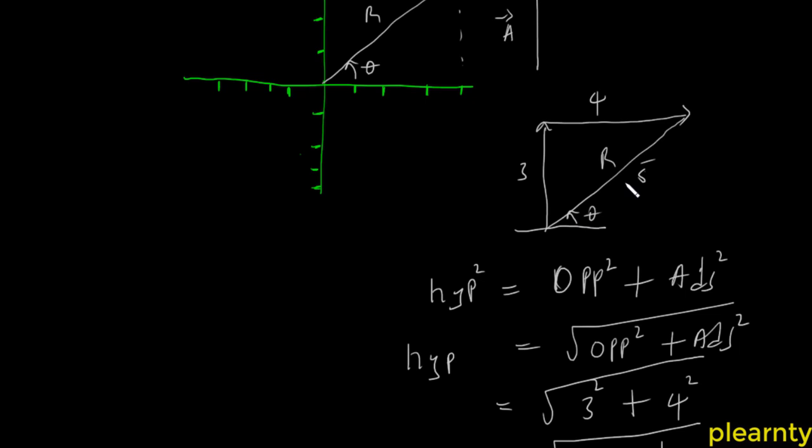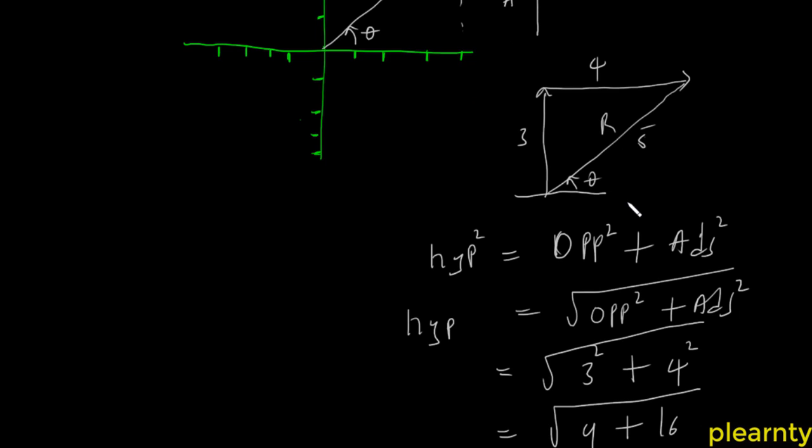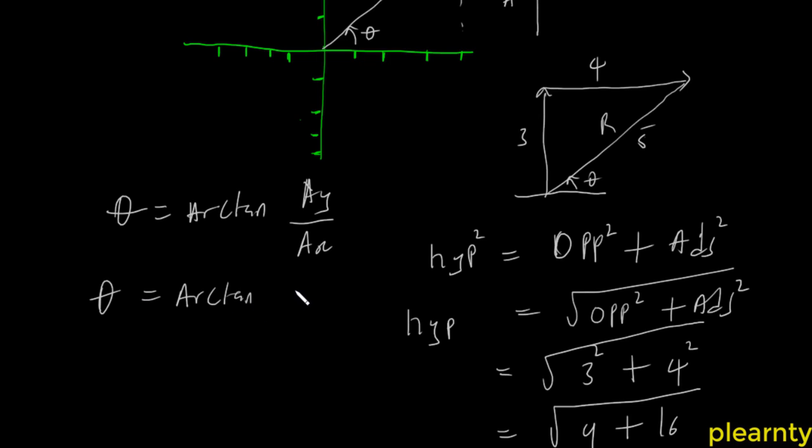But this is just 1 out of 2 pieces of information. We have only the magnitude and then we need the direction. To get the direction, theta is equal to arctan of ay over ax. Here ay is 3, ax is 4. Theta is equal to the arctan of 3 over 4, which as a decimal is 0.75. So let's find the arctan of 0.75 and that will be our final answer.